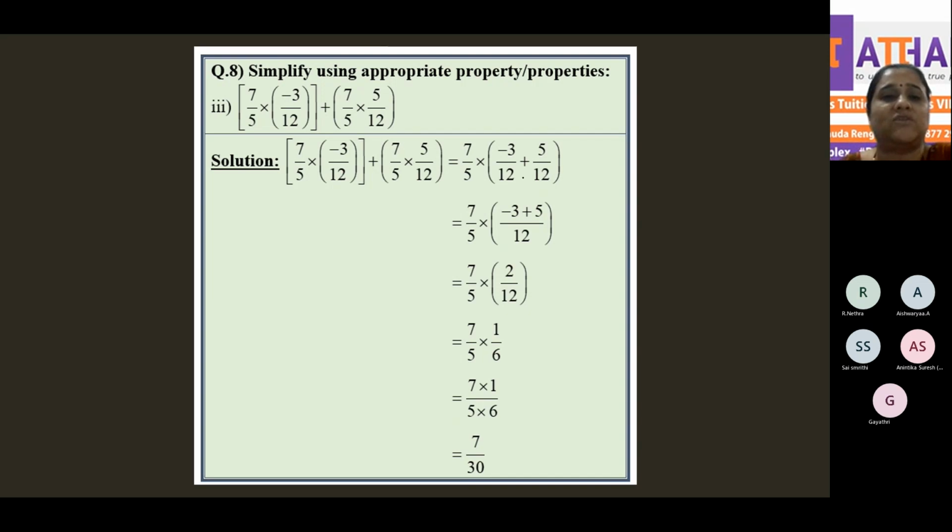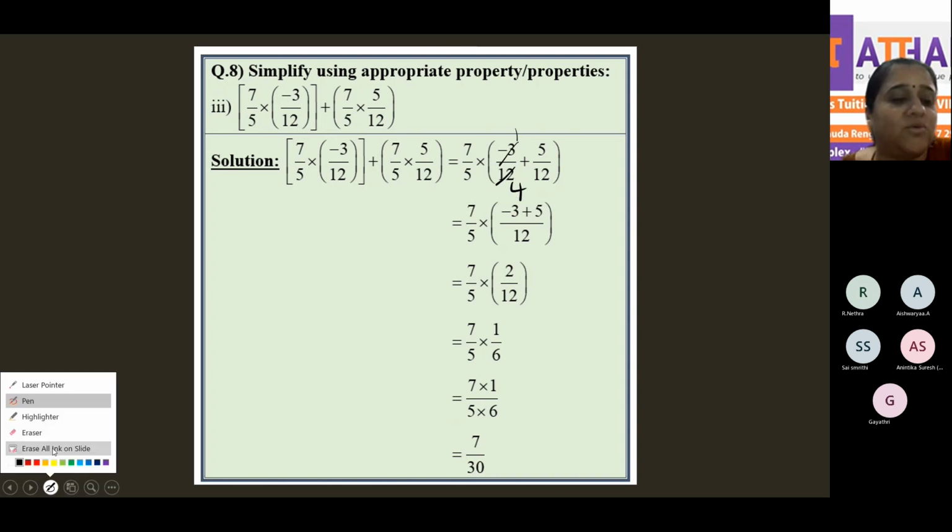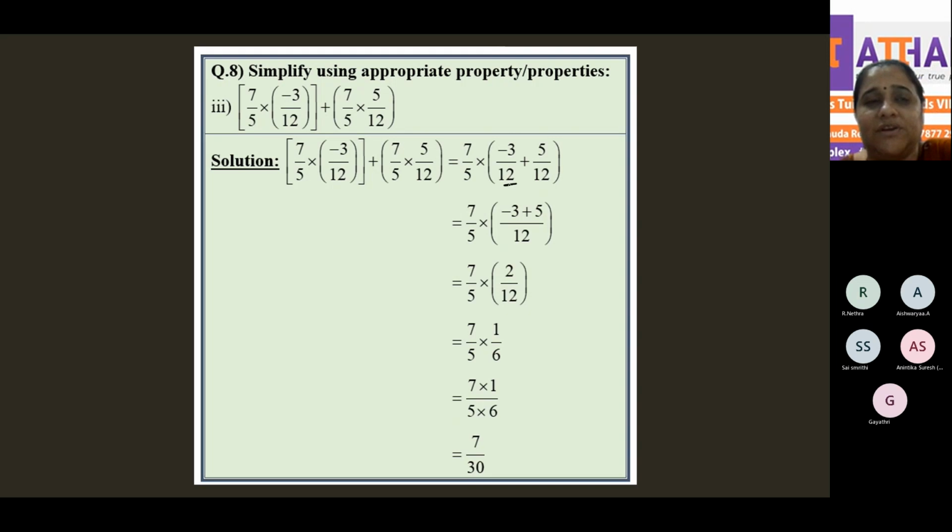So you might think 3/12, why has she not simplified? 3 ones are 3, 3 fours are 12. Because I didn't want to disturb the denominator 12. See, they have the same denominator, no? So it's easy to take up the common denominator. That's the reason why I did not simplify.